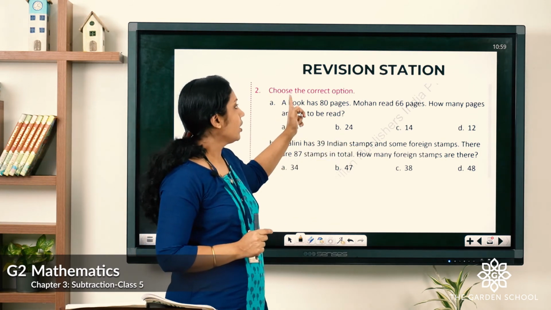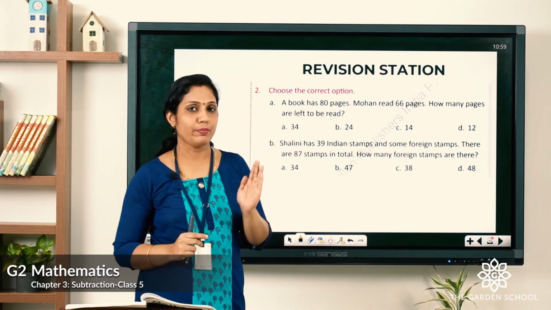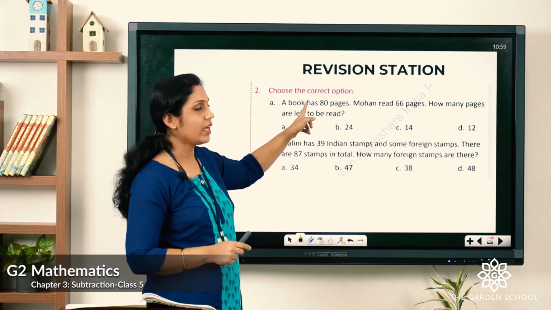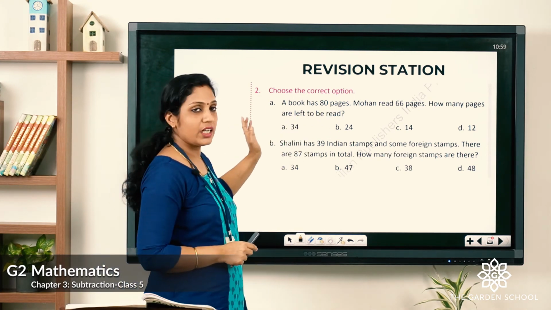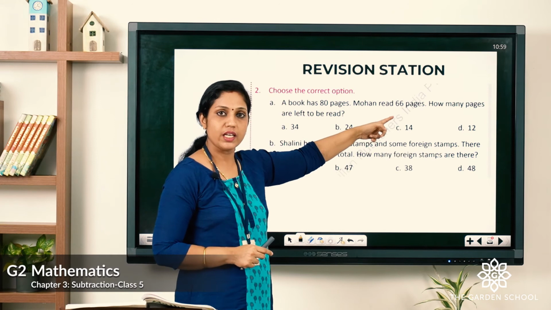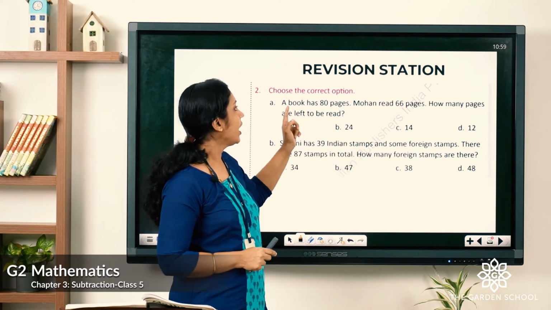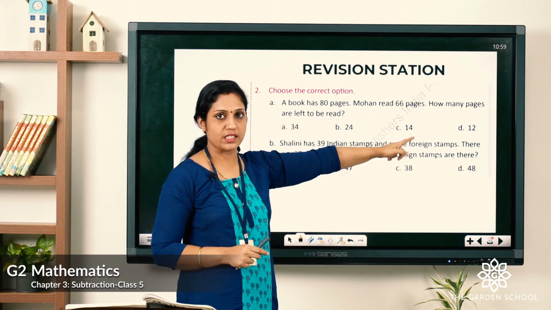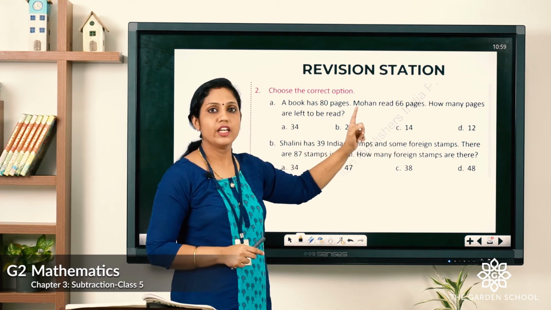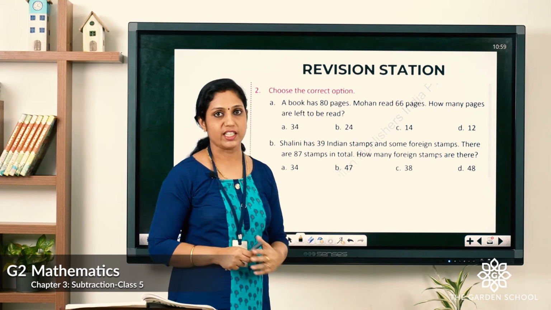So here you can write total number of pages in the storybook is 80. Total number of pages Mohan read is 66. Number of pages left is 80 minus 66. Find out the answer in your notebook and tick the option in your textbook.